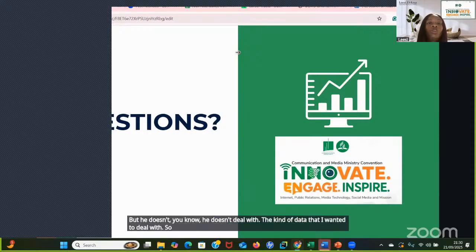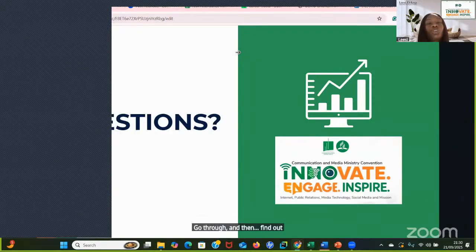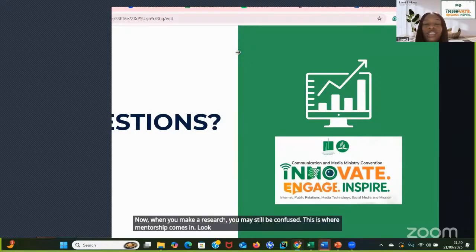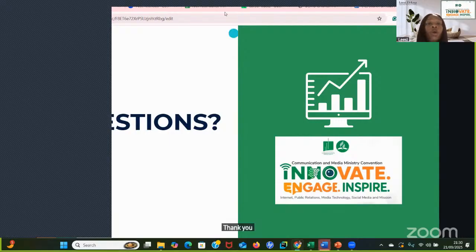So again, you cannot know everything. It is to find a particular path you want to go through and then find out what you need to learn. Now, when you make your research, you may still be confused. This is where mentorship comes in. Look for somebody that is ahead of you in the career that has passed through that path before. Ask them questions and they can direct you properly. Thank you. I hope I answered your question.